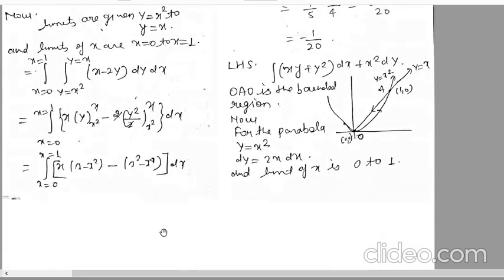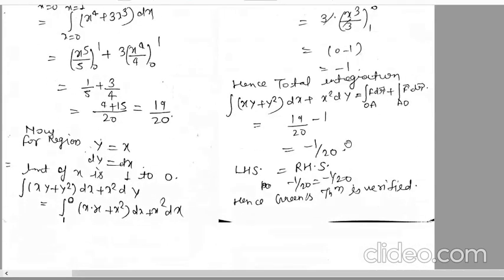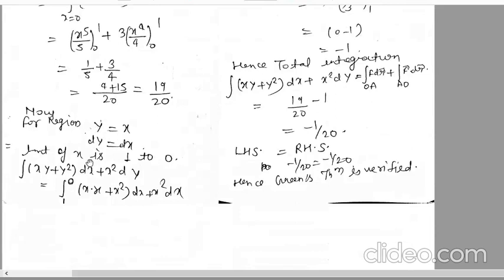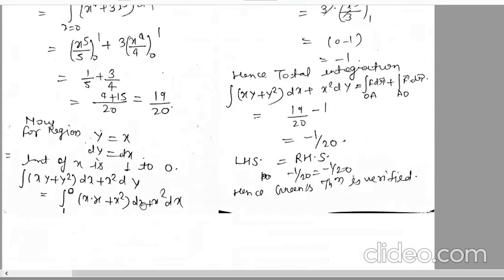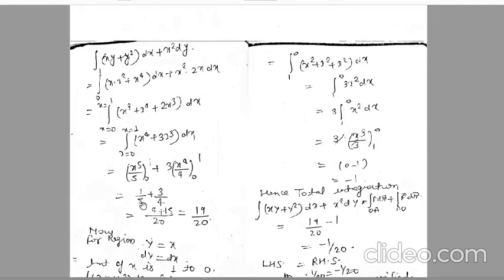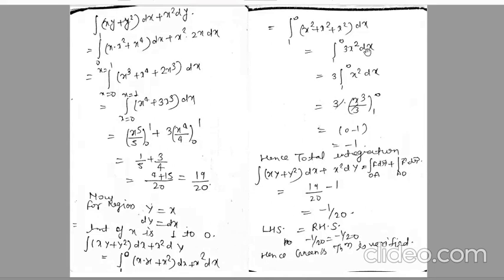Now for the straight line y is equal to x, that means for the region AO. The AO line is y is equal to x, so you will get dy is equal to dx, and your limit of x will be from 1 to 0. Now just put all these values here. After integration, your answer is minus 1, this being the limits 1 to 0, and x square by 3, so 0 minus 1 will be your minus 1. So minus 1 is the second answer.